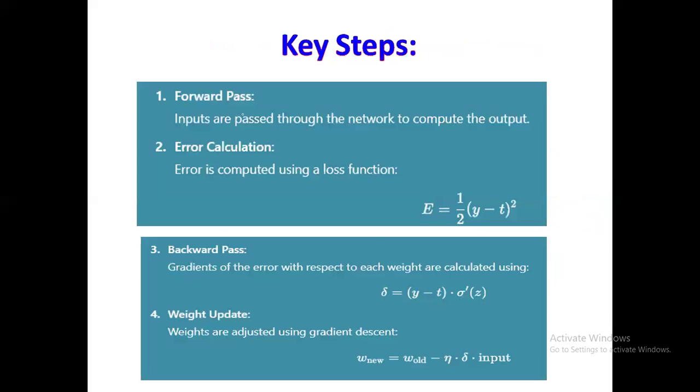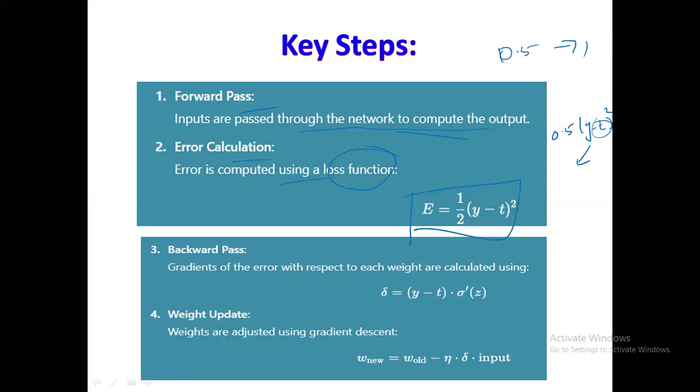First, in the forward pass, inputs are passed through the network to compute the output. Then error calculation: as I said, if I'm getting only 0.5 and my target is 1, we are going to calculate the error. The error is computed using the loss function. This is the generalized formula: E, the error, is equal to 1 by 2 into (y minus t) the whole squared. Otherwise, we will write it as 0.5 into (y minus t) the whole squared. What you are getting, and what is your error?